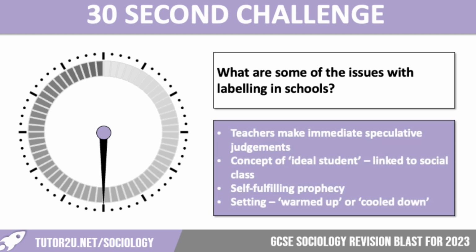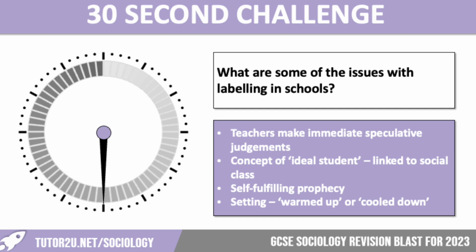Okay, let's have a look. So teachers make those immediate speculative judgments that are not really based on anything. The concept of ideal student, which is often linked to social class. The idea of the self-fulfilling prophecy, so what teachers expect generally will happen. So there's a really good study by Rosenthal and Jacobson that you may have come across where some teachers were told that a bunch of students were gifted and they were not, but because they were told they were gifted, they gave them lots more attention, so suddenly these children start doing better at school.